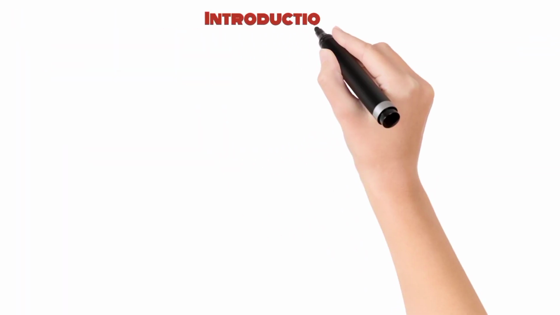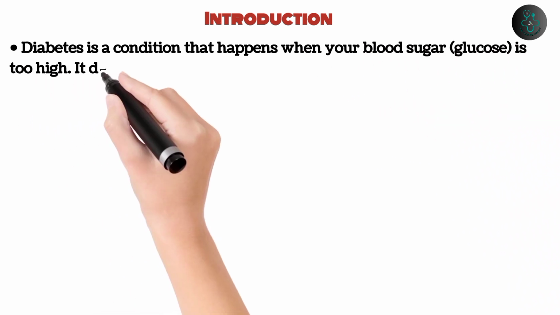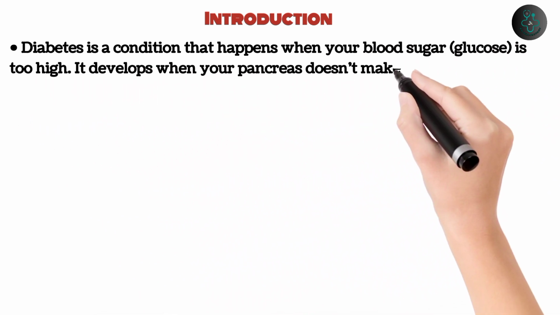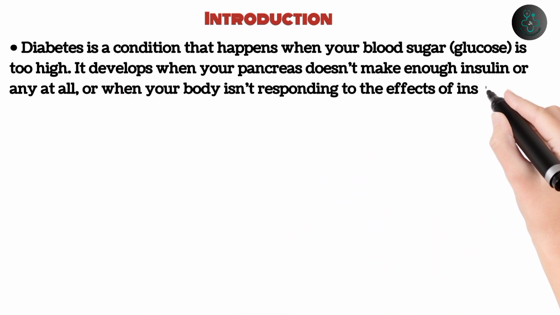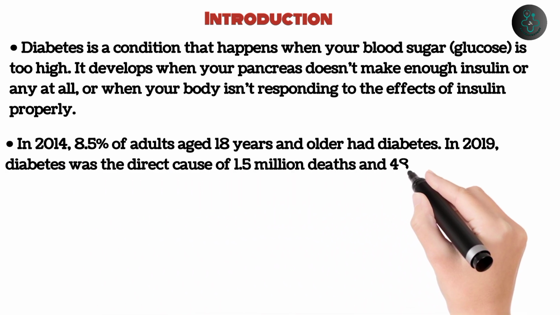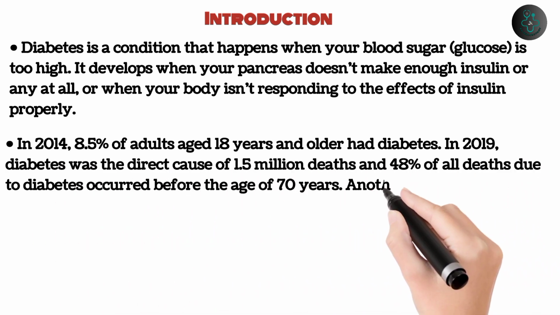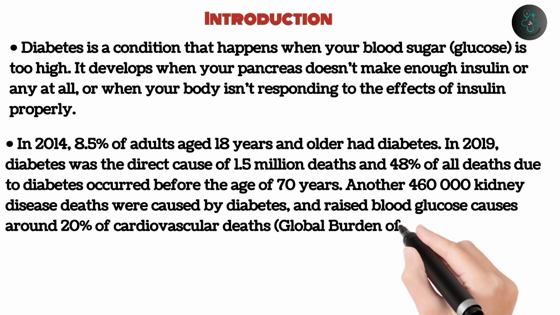Let's start with a brief description of diabetes. So what is diabetes? Diabetes is a condition that happens when your blood sugar, glucose, is too high. It develops when your pancreas doesn't make enough insulin or any at all, or when your body isn't responding to the effects of insulin properly. Also, there are some study results of diabetic patients mentioned below.